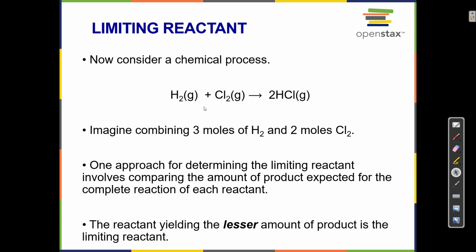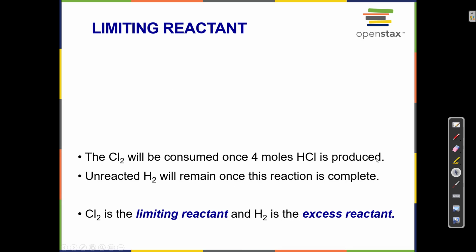So here's another example. One H2 molecule plus one Cl2 molecule makes two HCl's. So make sure that it's balanced, so we have a balanced equation. So now imagine combining 3 moles of H2 and 2 moles of Cl2. So let's do that. We've got 3 moles of H2 and 2 moles of Cl2.